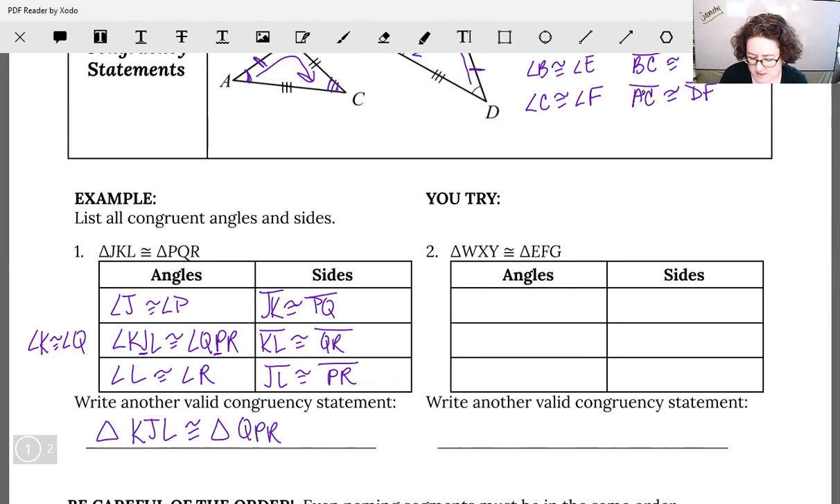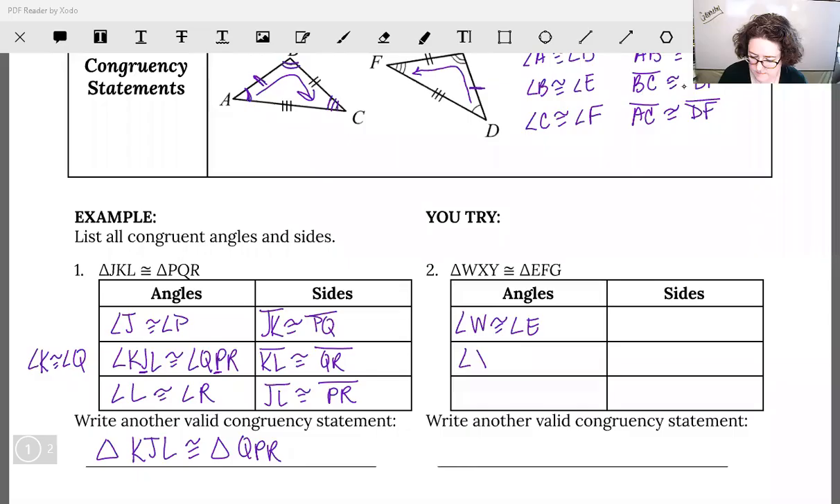Okay, here we go. So again, multiple ways to do the angles. I'm just going to go ahead for time's sake and label with the single letters. Let's try that again. So angle X congruent to angle F, angle Y congruent to angle G. Again, if you use 3 letters for your names, just make sure that those show up in the center of your name, that middle letter, and you're still naming the same angles.